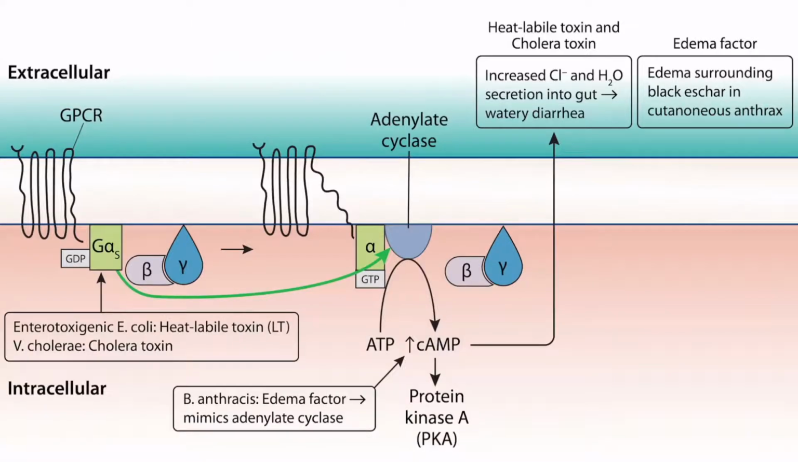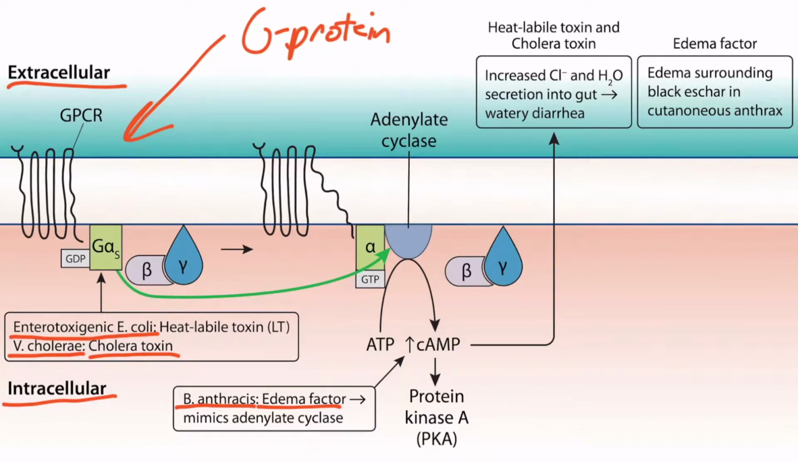In general principles of physiology, G-coupled receptors were described using a diagram similar to this one, but this specific diagram demonstrates the mechanism of the heat-labile toxin of ETEC, or Enterotoxigenic E. coli, as well as the cholera toxin of cholera, as well as the edema factor of Bacillus anthracis. Here is the extracellular area, and here is the intracellular area. And the G protein coupled receptor is here.